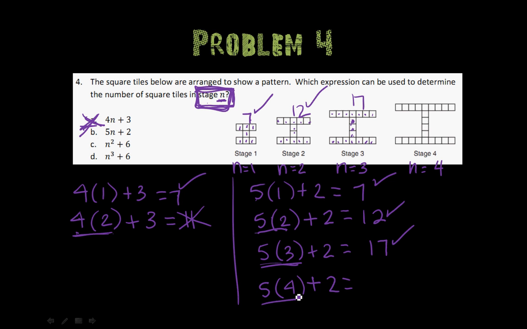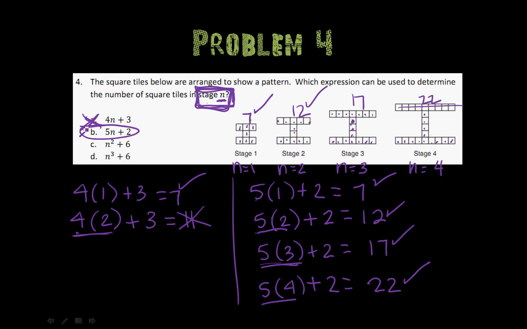5 times 4 is 20. Add 2 and you get 22. So let's count. 1, 2, 3, 4, 5, 6, 7, 8, 9. So this would also be 9. That's 18 total. 19, 20, 21, 22. So that works. So now we see that our answer is indeed B.